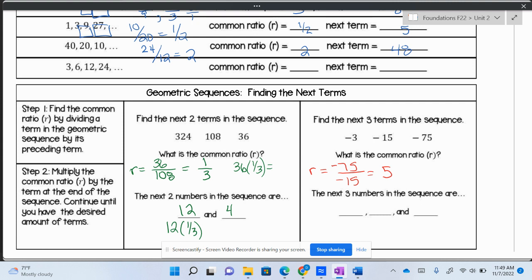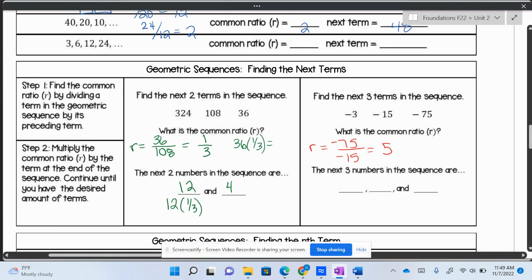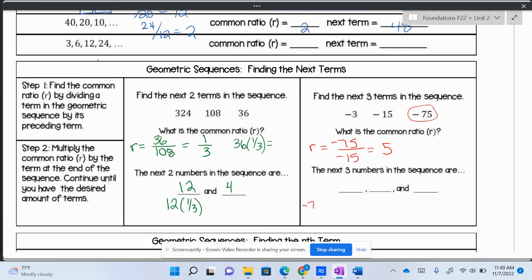Okay. So we have to find the next 3 numbers in the sequence. Well, remember to do that, I have to take the last number and multiply it by my common ratio. So what is -75 times 5? -375. And then to find the next one, I have to take -375 and multiply that by 5. And what does that equal? -1,875. And then to find the next term, I have to take -1,875 and multiply that by 5.